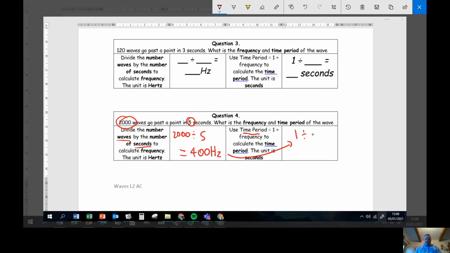1 divided by 400 equals 0.0025, and because this is a time period, it's in seconds. 0.0025 seconds. So remember, in the first box, the number of waves divided by the number of seconds, and in the second box, it's 1 divided by the frequency you've just worked out.